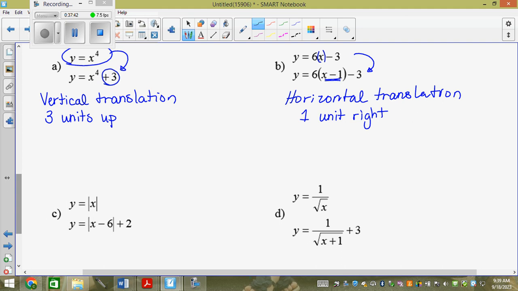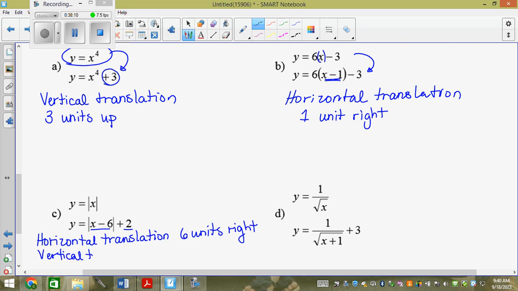This one, I have an x, it becomes x minus 6, and I had nothing at the back, and I have plus 2, so both of these affect, correct? So I have a horizontal translation. Six units, right? And a vertical translation. 2 units up.